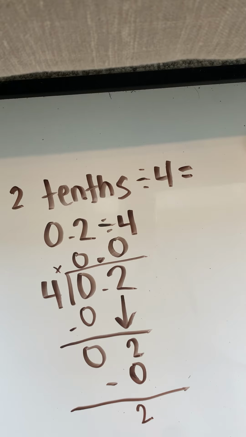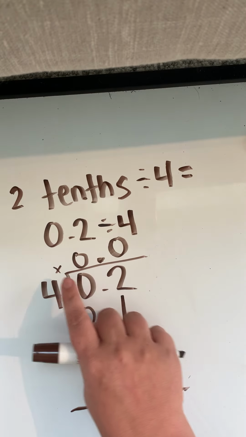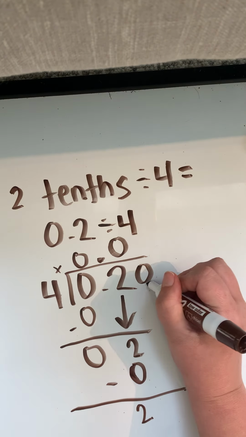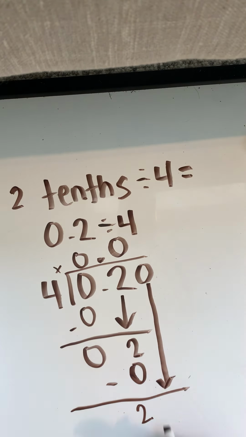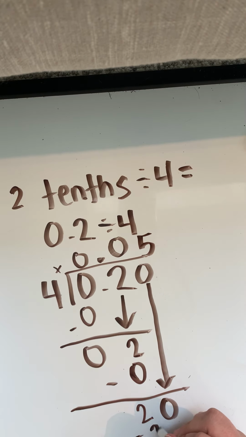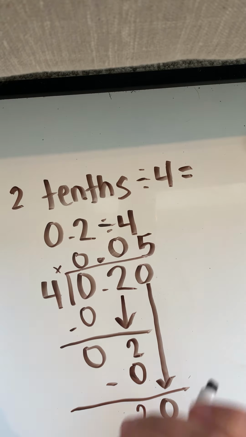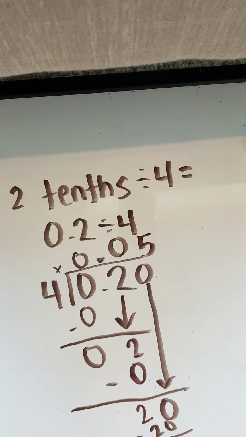Do you remember this from last year? Watch. When I get to this place and you notice that there is nothing on top of your division house, I am going to add a 0. And I am going to bring it all the way down. 4 times what gets me close to 20? 5. Good job. Then I can subtract it and get to 0. So my answer would be 0.05 or 5 hundredths. Okay, 5 hundredths. Your 5's in the hundredths place.